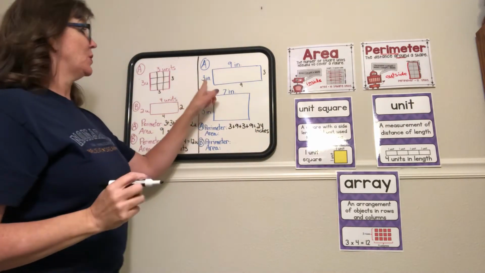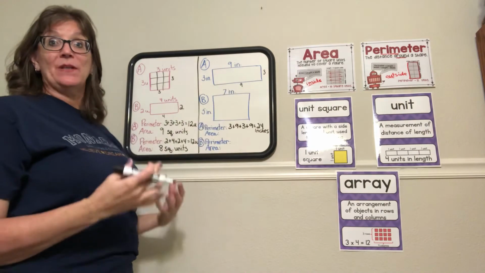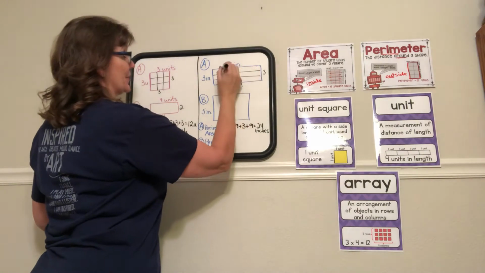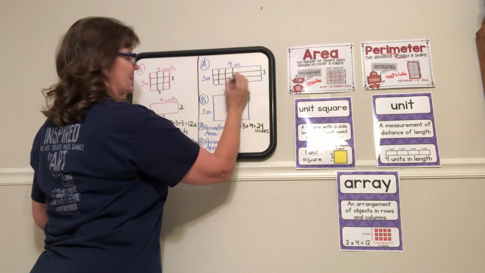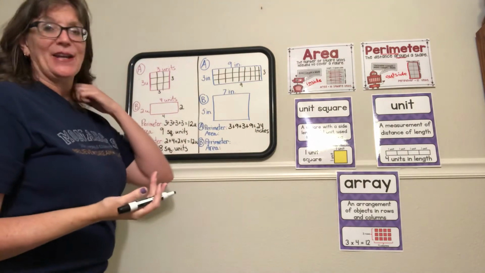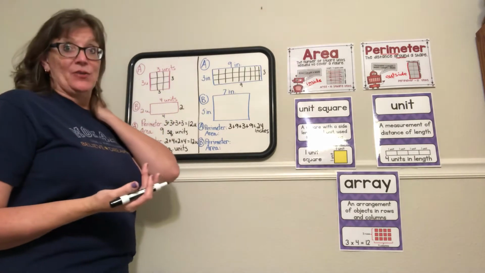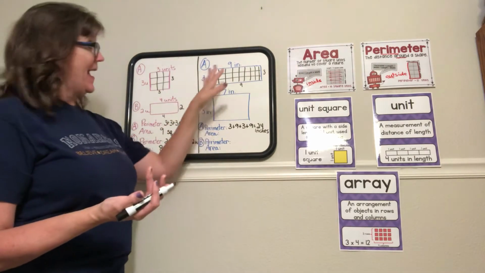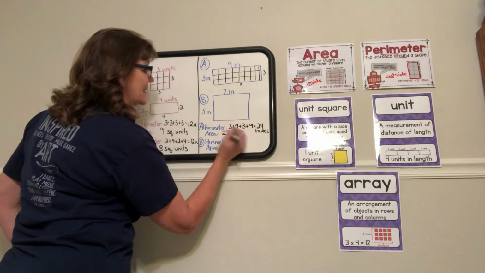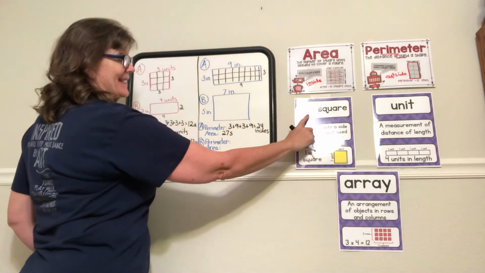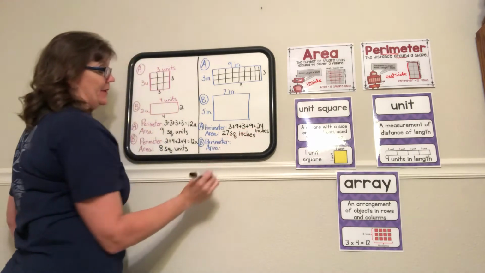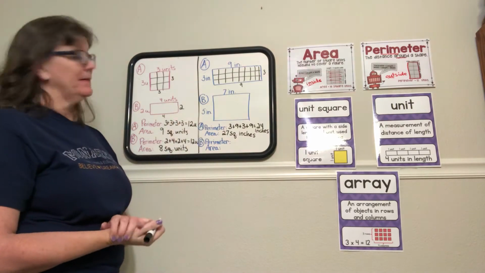To find area, I'm going to multiply. I want to find the amount of space inside. And just remember, each of those can have the squares. 1, 2, 3, 4, 5, 6, 7, 8. I didn't divide it equally, but you can see it's 3 rows with 9 in each row. Or they can just label the sides. You do not have to have the squares in there. So I'm going to multiply 3 times 9. 3 times 9 is 27. Since it is area, it is square inches.